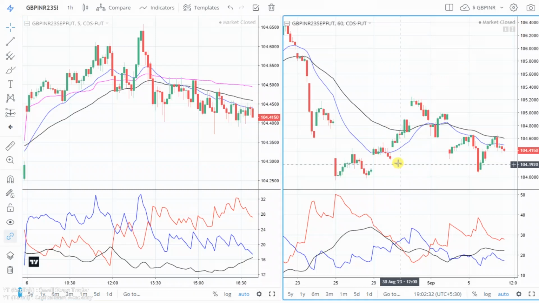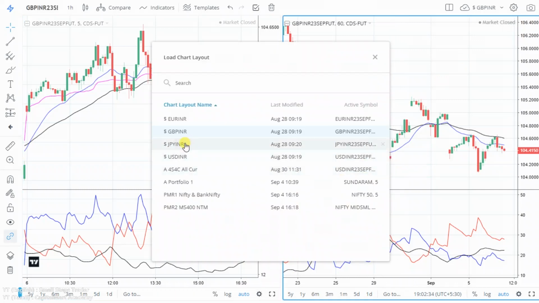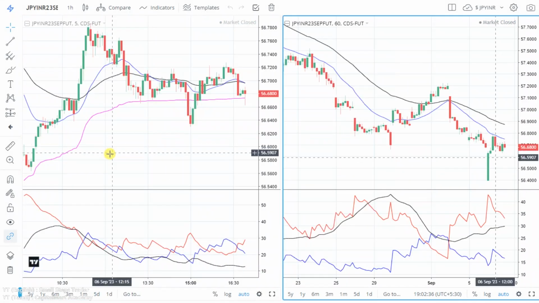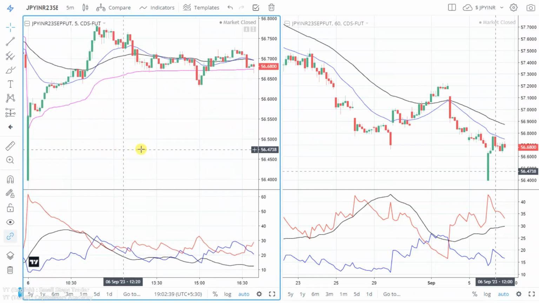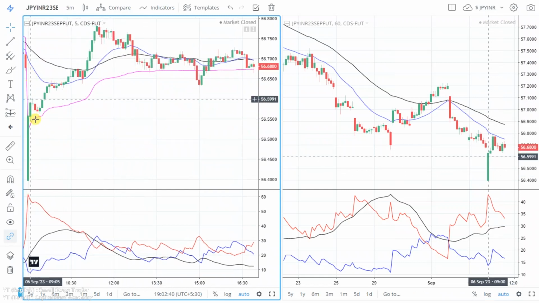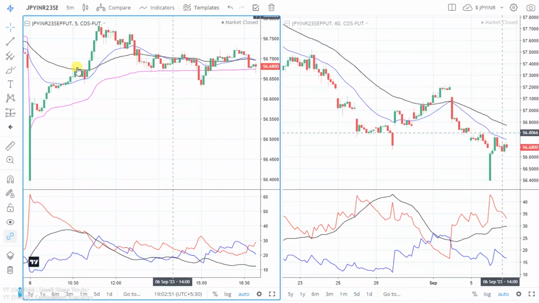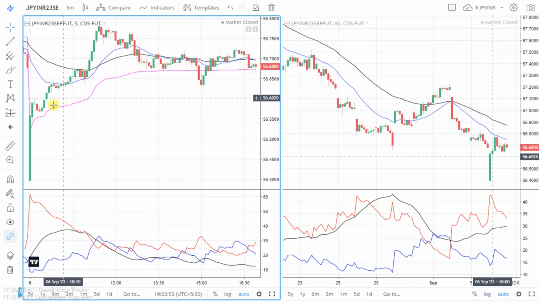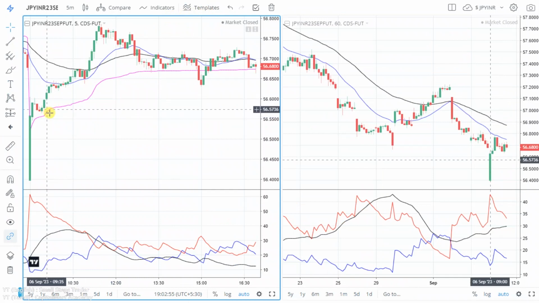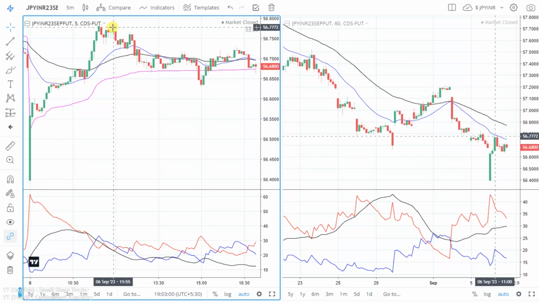So now we will see JPY. See a gap down, almost 15 points. Previous close 56.70. Close to close basis, just 3 paise negatively it closed. So this also is not much movement we can say. You see here 56, you can say 55.75, just 20 paise movement.